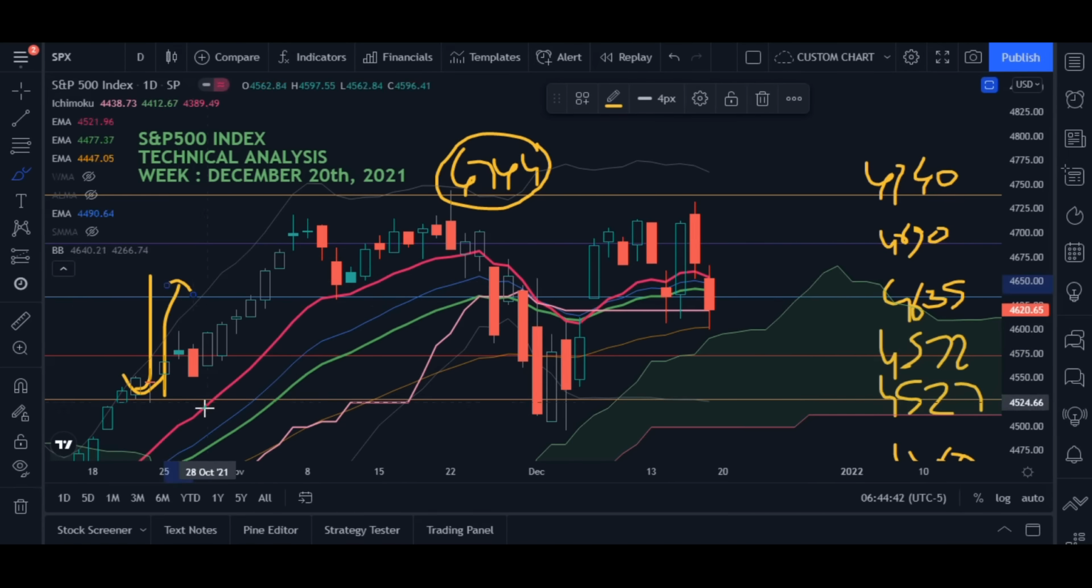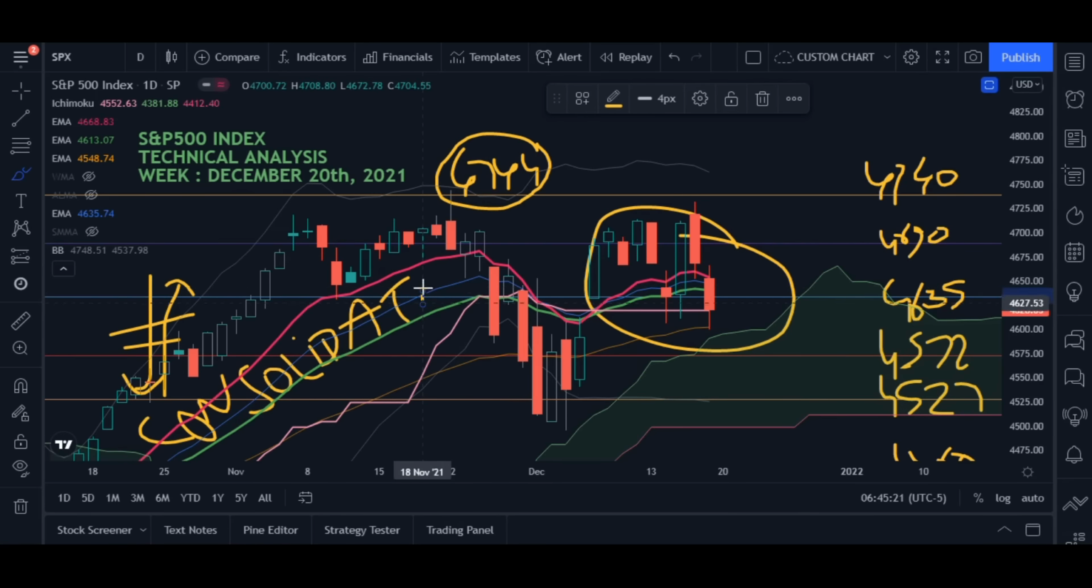Okay, consolidation. Consolidation means the market may spend a little more time in this particular zone. What zone? This 4635 to 4690, or 4572 or 4575 to 469. But comfortably you can say 4635 to 4690. In this particular zone, a bit up, a bit down, like this.